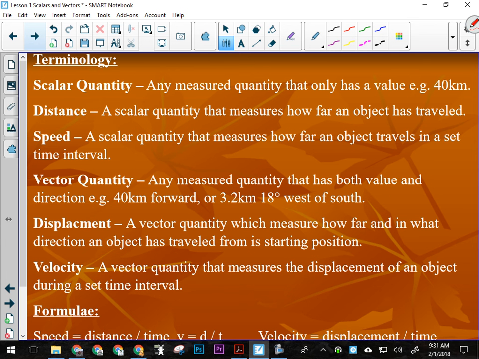Okay, so more terminology here just as a review. Okay, a scalar quantity is any measured quantity that has only a value, okay, a measured value usually with units, right? So scalar quantities: speed, distance, time, energy, work, mass, okay, things like that. Your mass is how much of you there is, okay, so that's just a scalar quantity, right? Distance is a scalar quantity that measures how far an object has traveled, right?